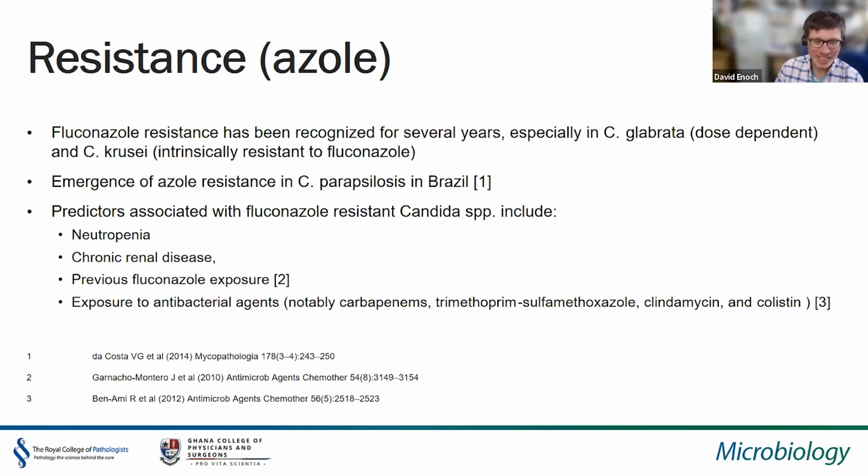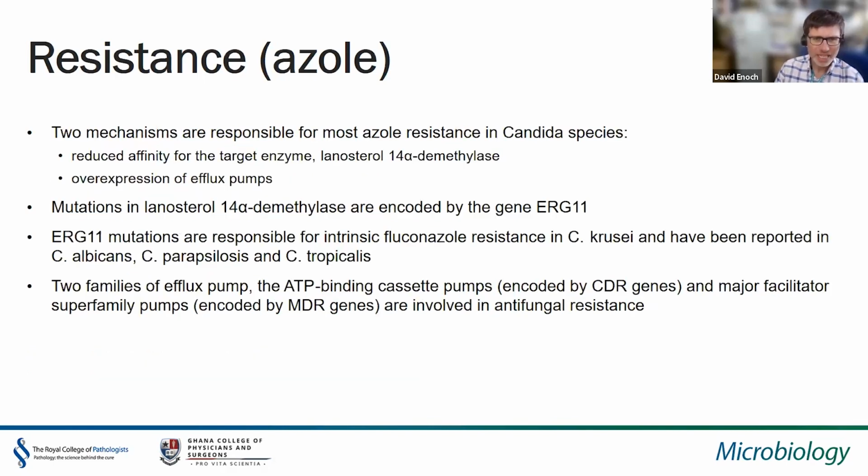There are two mechanisms responsible for most azole resistance in Candida, which are reduced affinity for the target enzyme and overexpression of efflux pumps. So either the azole gets into it but doesn't work, or it gets pumped out before it can work. And the mutations in the target enzyme are encoded by the ERG11 gene. So again, you can read that at your leisure.